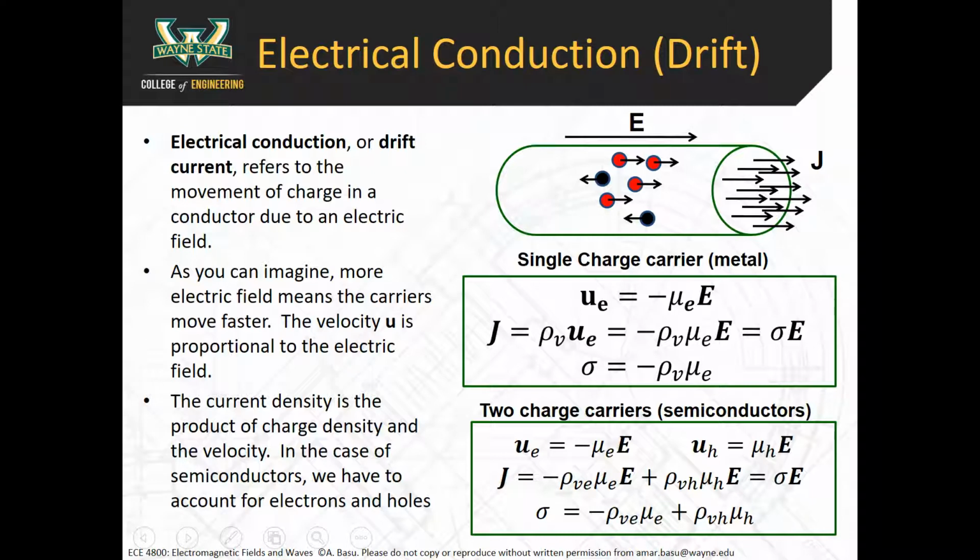All right, but mathematically, how we do this is, we still have this relationship J is equal to sigma E, except in this formula, before with the metal, sigma was just equal to rho V times mu E. In the case of a semiconductor, the conductivity is now equal to rho VE mu E plus rho VH mu H. So there's two terms we have to account for.